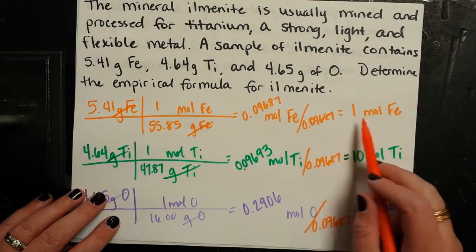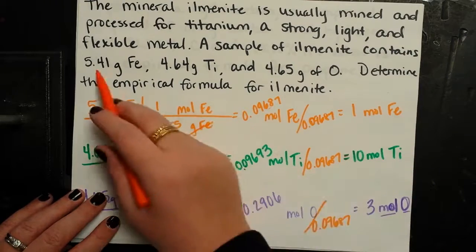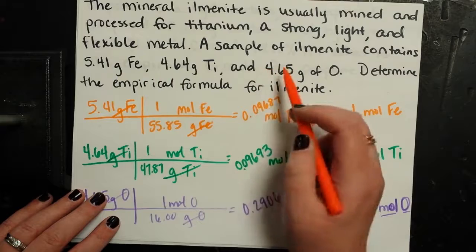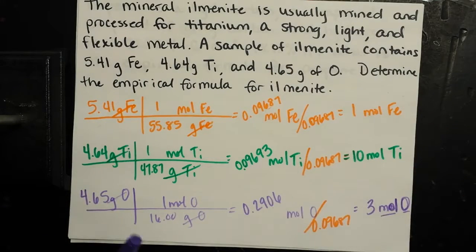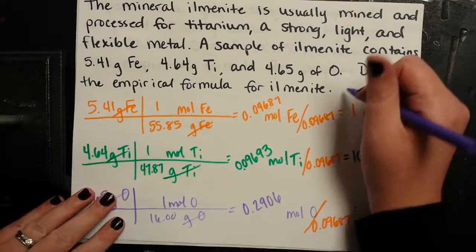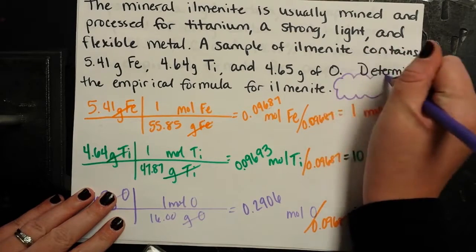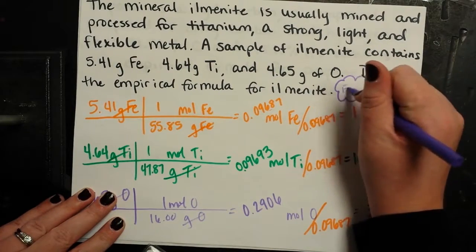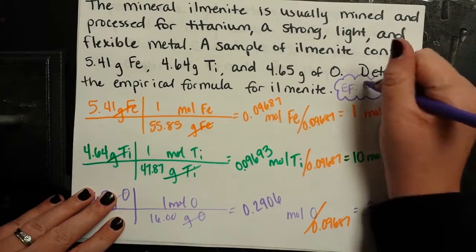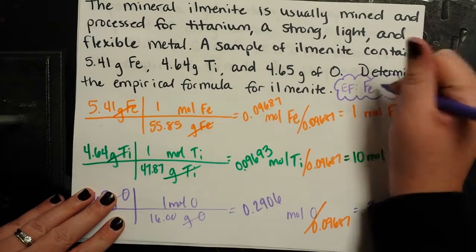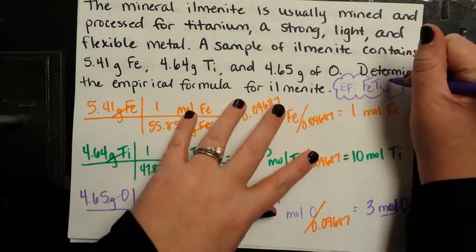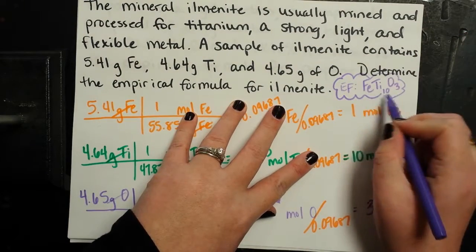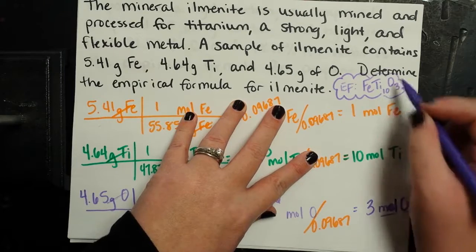Okay, because they gave me the elements in this order, I'm just going to write them in that order for my chemical formula. That's, I guess, just the best way to go when you're doing these types of problems. So my formula, my empirical formula at least, that's what we're solving for, is going to be FeTi10O3. So I've got 1 mole of iron, 10 moles of titanium, and 3 moles of oxygen.